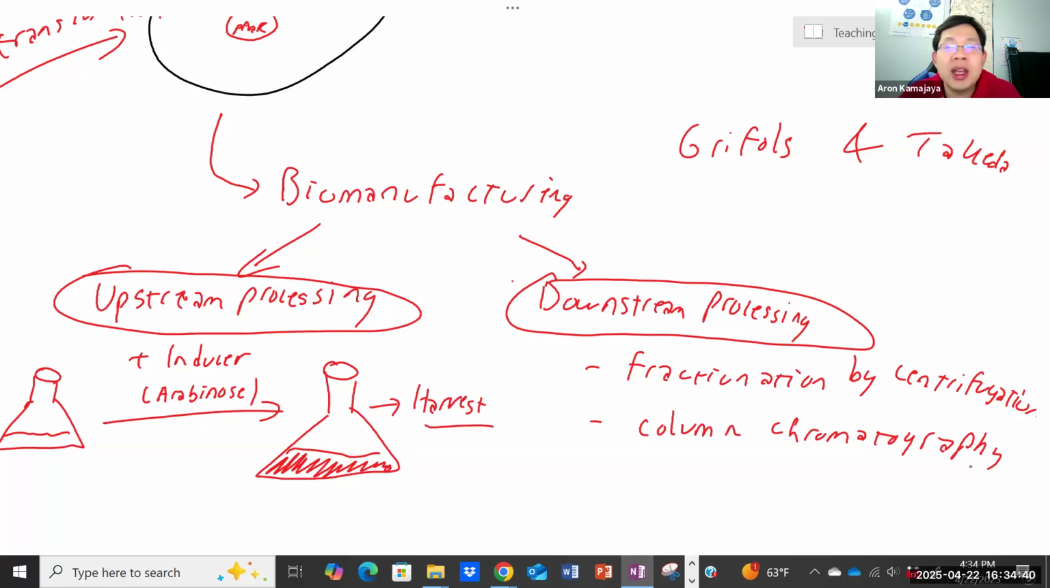There's this thing called ion exchange chromatography, affinity. There are different kinds of affinity chromatography, size exclusion chromatography or gel filtration. You're going to learn the principle behind each of these techniques. For our class, you're not going to need to memorize that for Biotech 2.